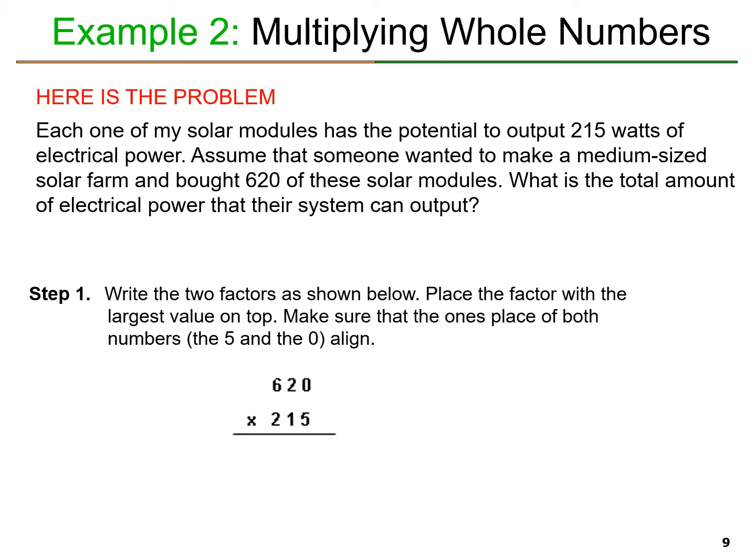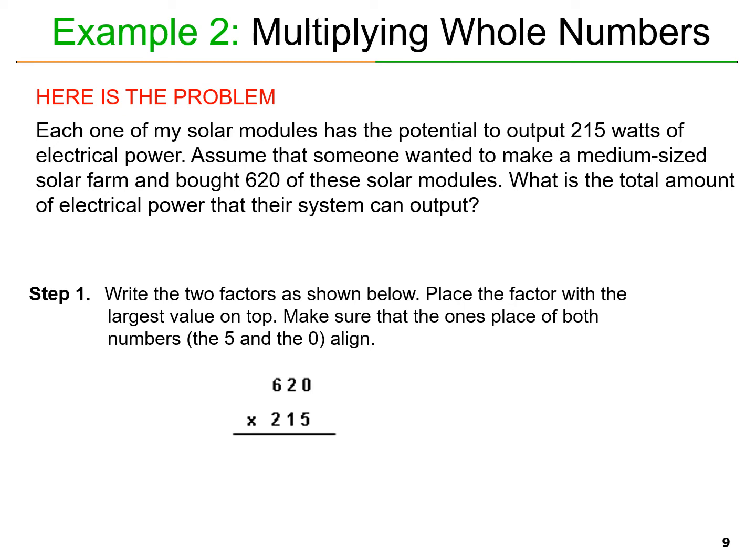Example 2. Here's the problem related to the last slide. Each one of my solar modules has the potential to output 215 watts of electrical power. Now, assume that someone wanted to make a medium-sized solar farm and bought 620 of these solar modules. What is the total amount of electrical power that their system can output?